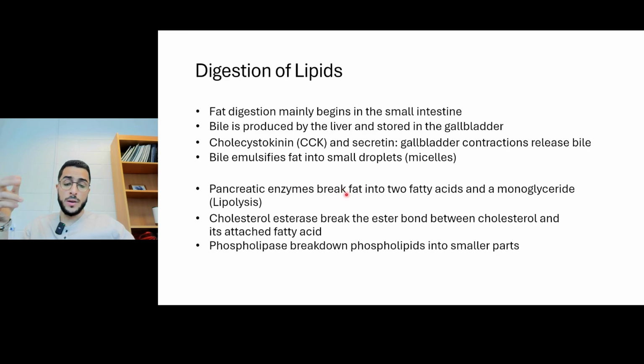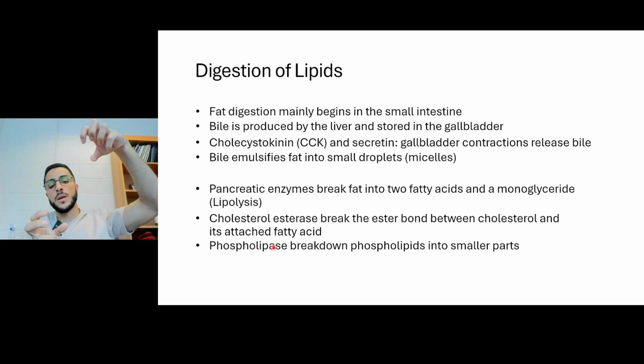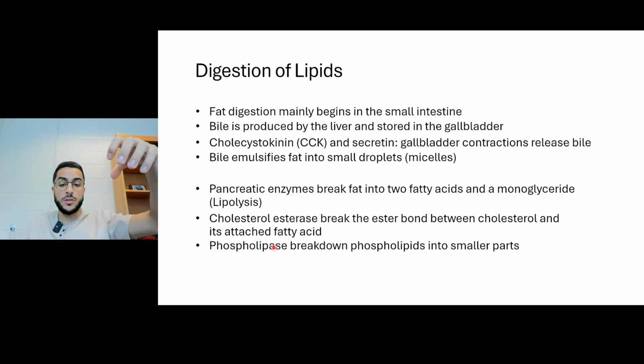Additionally, when you're dealing with cholesterol esters, you need a different enzyme, and this is cholesterol esterase, which also will be released in the intestine to break down the ester bond between the cholesterol molecule and its attached fatty acid. Now for phospholipids, which come from food, you need another enzyme, and this is the phospholipase. There are many different variations, and they each will break part of the phospholipid. Most of the time, it's removing the head from the fatty acid chain. Okay?